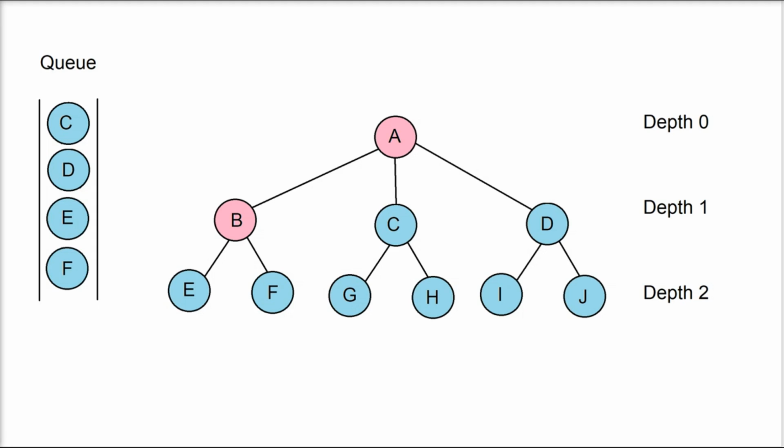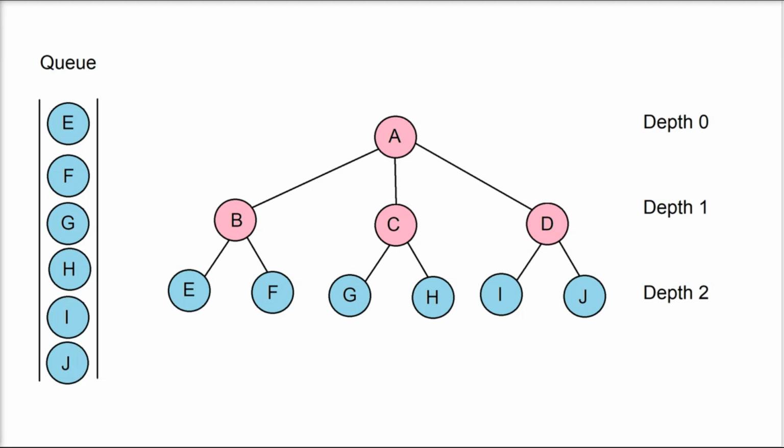Then we repeat. Remove C from the queue and mark it as visited. Add its children G and H to the queue. Remove D from the queue and mark it as visited. Add its children I and J. Excellent, we're at the last level now at a depth of 2.